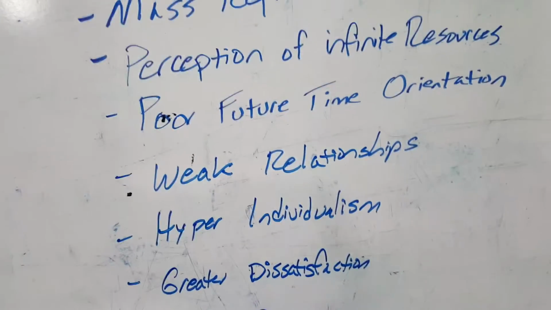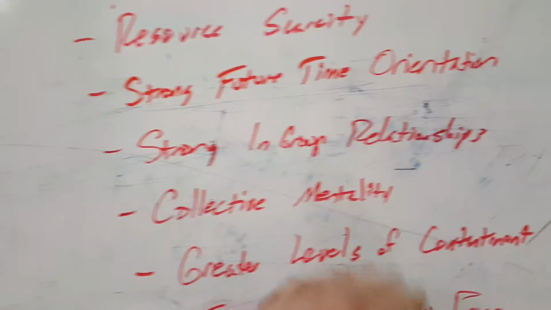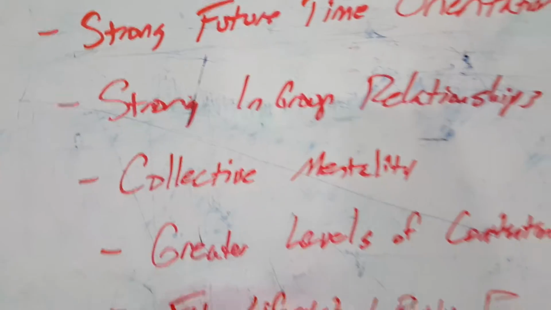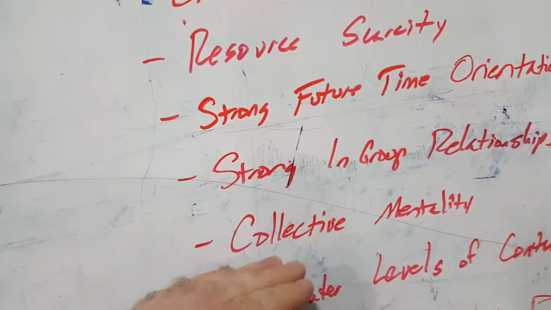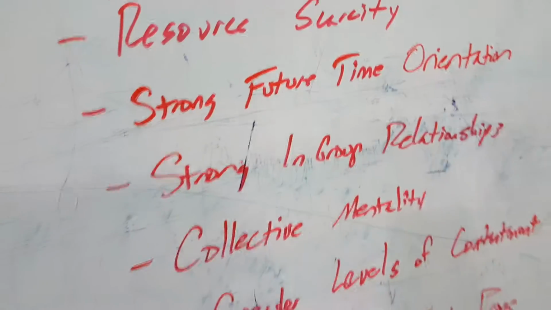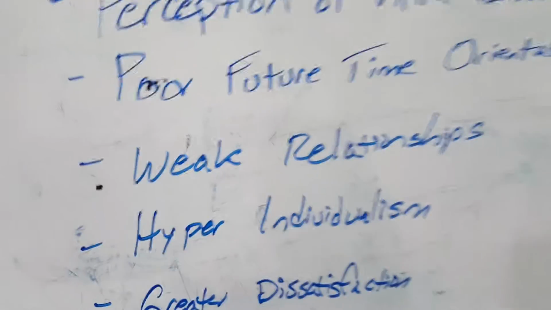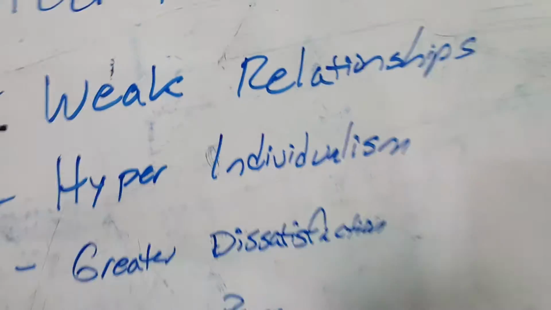Hyper-individualism. Individualism is great, but hyper-individualism is very negative versus collective mentality. Collectivism can be bad, but the collective mentality means the pack identity. Strong in-group relationships and collectivism tend to run together. You care about your friends and family more than you do about a bunch of random strangers. Versus hyper-individualism, you don't care about anybody but yourself.